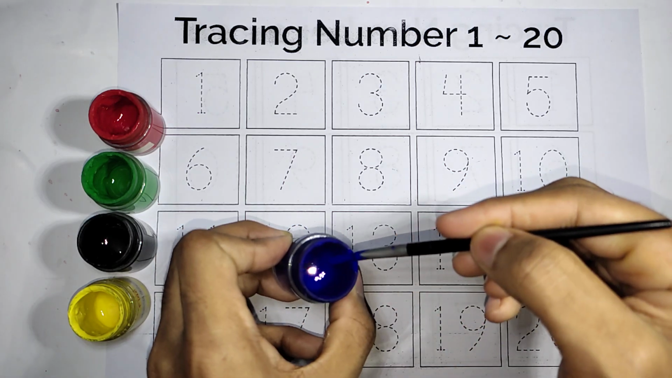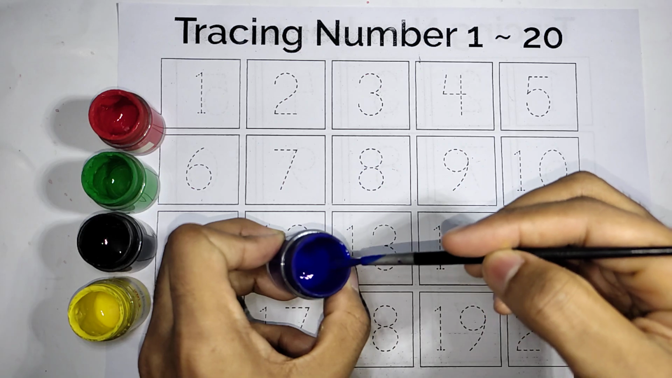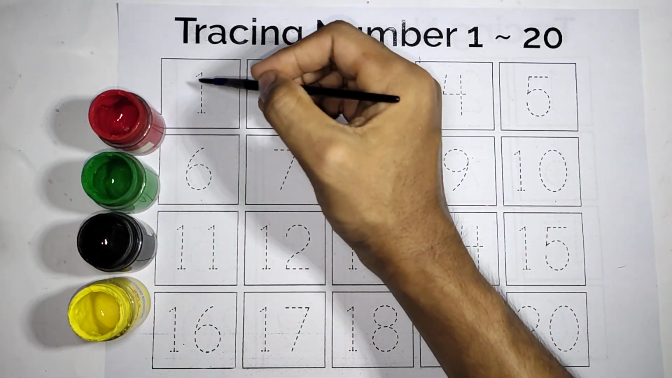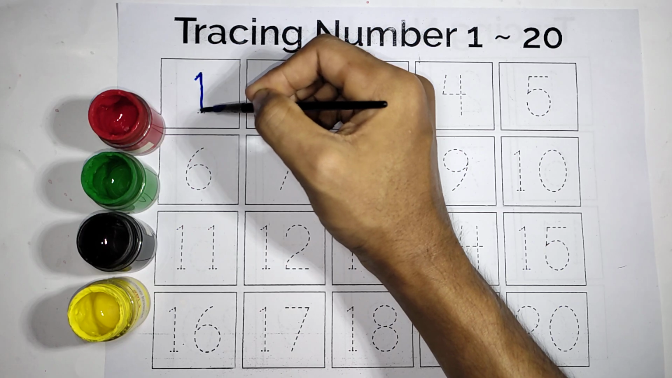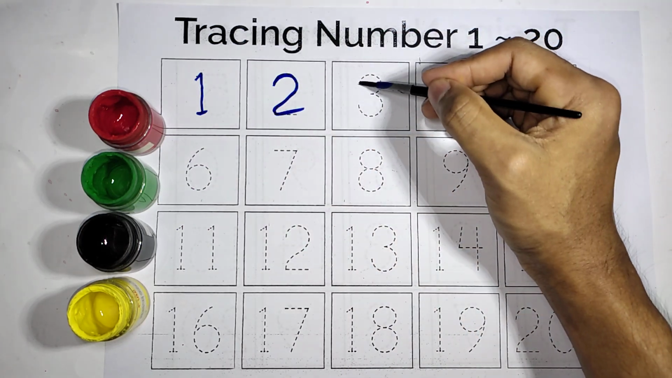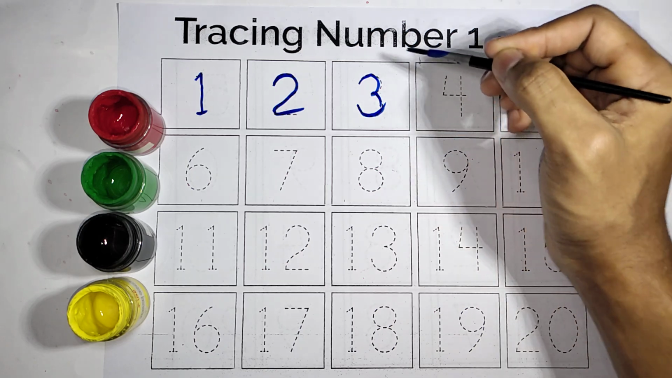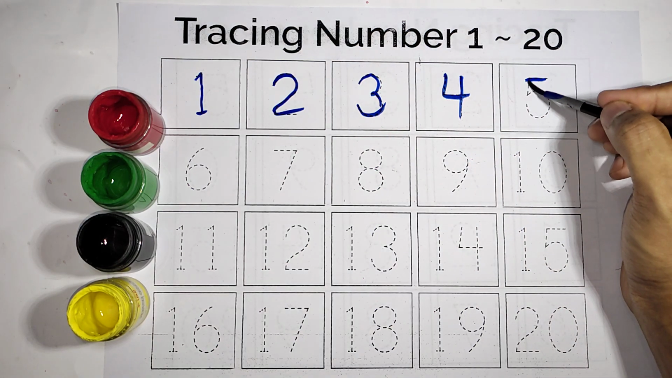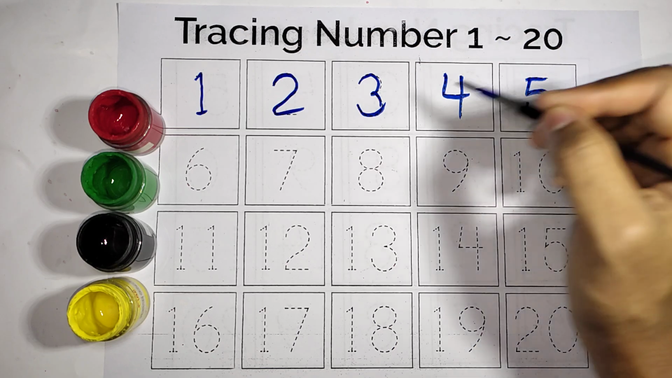Now we use blue color. First we draw the number of 1. O-N-E, 1. Now we draw 2 and the next one is 3. T-H-R-E-E. Now we draw 4 and the next one is 5.